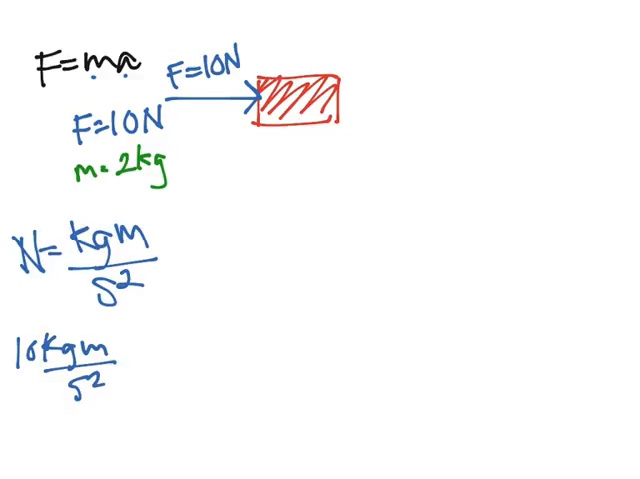Alright, and then the mass of it is 2 kilograms. So we have a 2 kilogram brick floating in space. Something hits it from the side with a force of 10 newtons. The question would be, what is the acceleration?